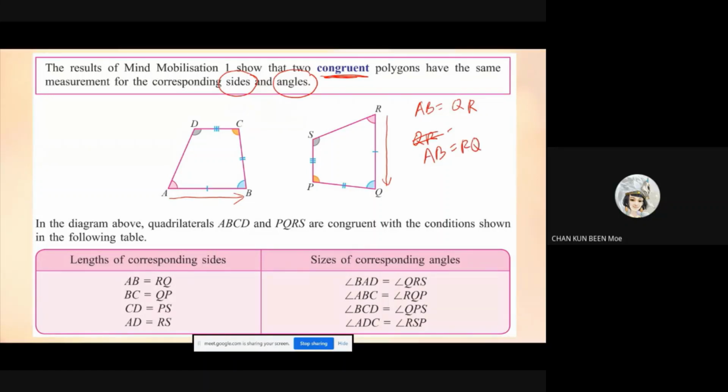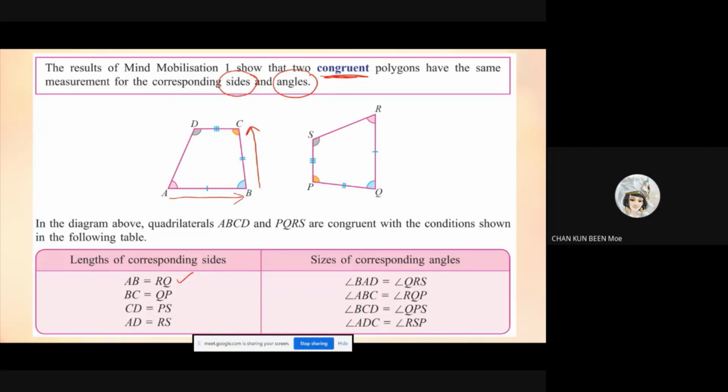So we go through one by one. This is the first one. Now we look at the second one, BC. BC going this way. You need to identify BC is equal to which one? Just now, AB is equal to RQ this way. So we look at BC. BC is equal to, can you identify it? Can you identify or not?